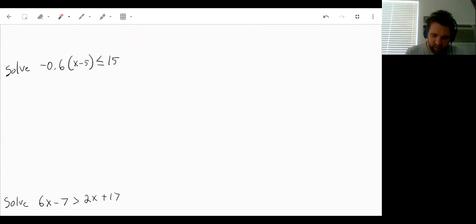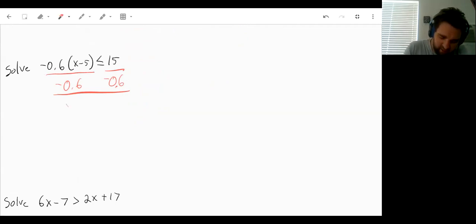So for this one, if I'm trying to get down to just that x, I'm going to start out dividing both sides by that negative 0.6. The reason I'll do that is because now I don't have to distribute it in. I can just divide by that, and then I'll just add 5 at the end.